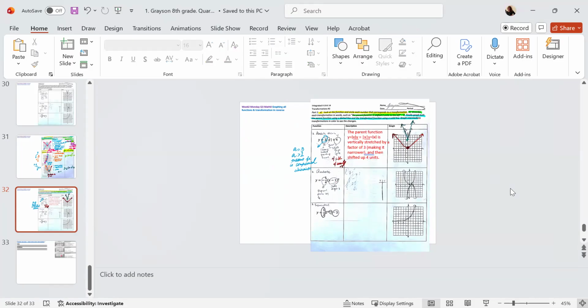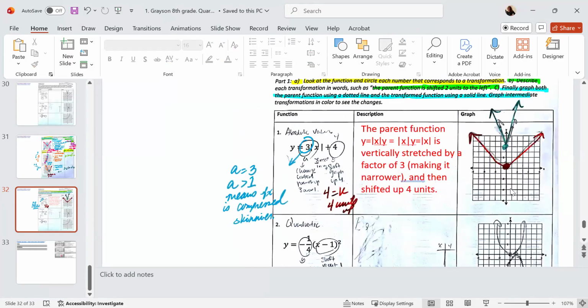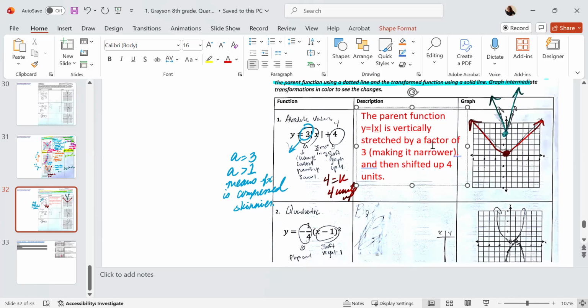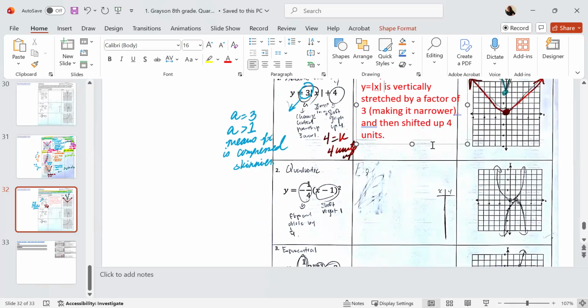Okay, so read that, please. The function y equals absolute value x. It's vertically stretched by 3, narrower, and then shifted up 4. Does that make sense? That's just another way of saying it. Okay. All right. So for number 2, looking at this right here.